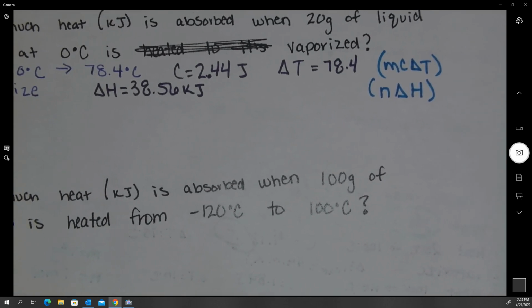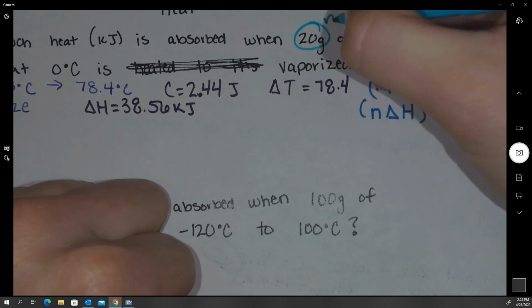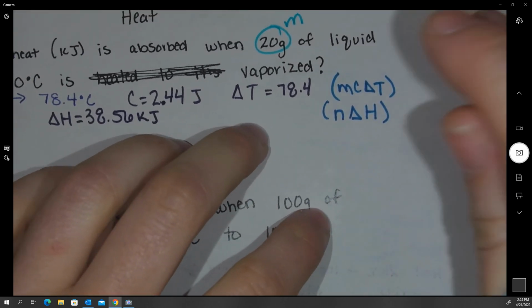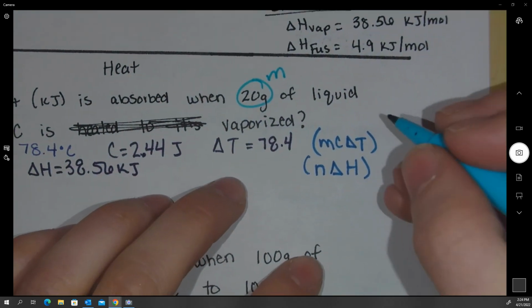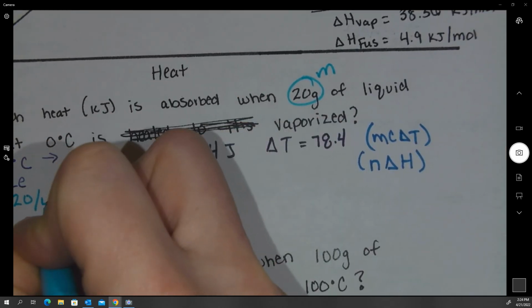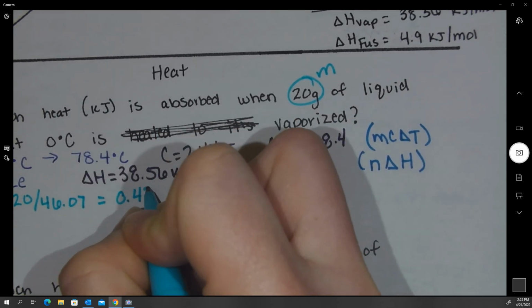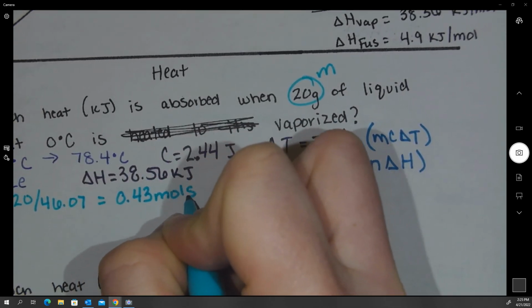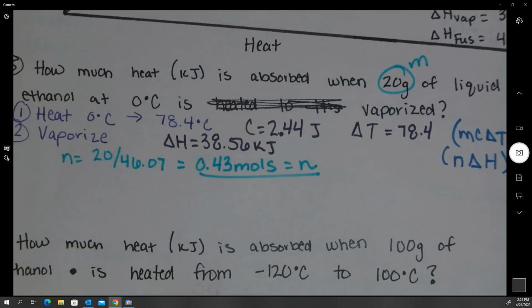Something else I also need to figure out is my mass and my molar mass. So my mass is 20 grams. I need to figure out my molar mass, which was given to me up top. So the molar mass is 46.07. So I'm going to take my 20 grams and divide it by 46.07. And that's going to give me 0.43 moles. And that's what my N is.